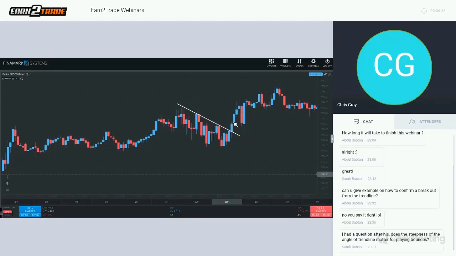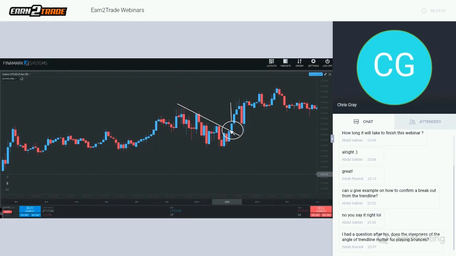This right here is what a break looks like, Abdul. Let me see if I can do an ellipse. Let me turn this guy. There it is. I'm getting crafty with the shapes. There we are, back to the line. So essentially, it's when price has closed, in our opinion.